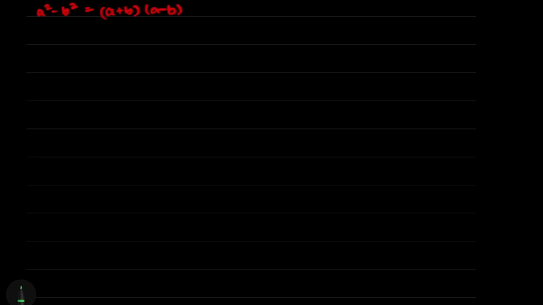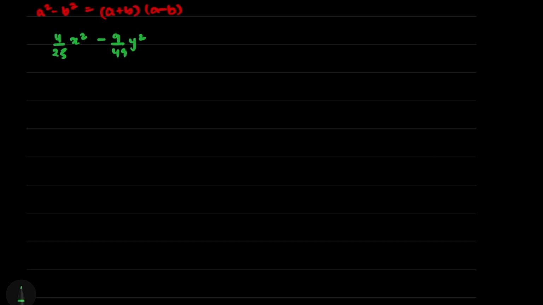So another identity that we use during factorizing using algebraic identity is a square minus b square. And we know that is (a plus b) into (a minus b). So let's try and solve a few questions based on this. Let's take 4 by 25 x squared minus 9 by 49 y squared. So let's try to find the values of a and b.